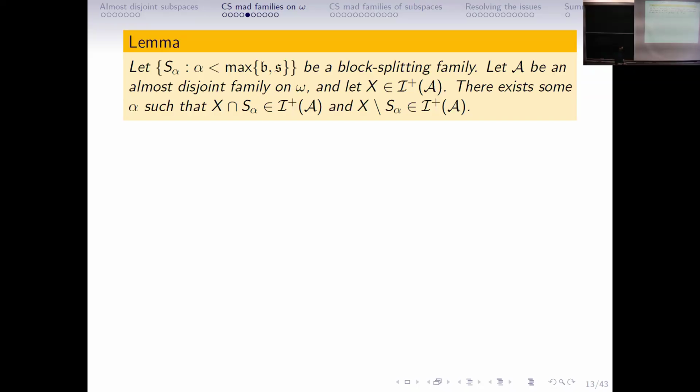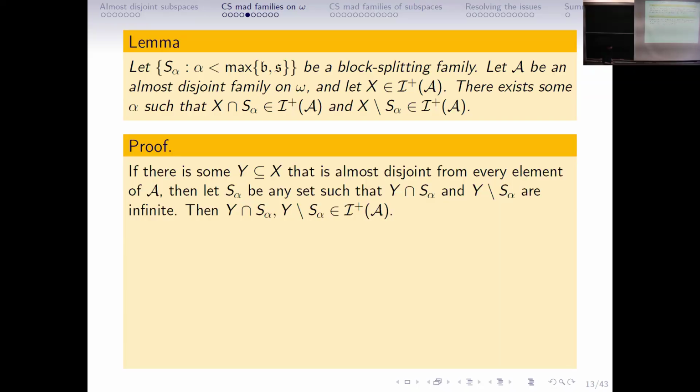Okay? Let's take a quick look at why this is true. Let's consider two cases. Well, if there is some subset of X that is almost disjoint from every element of A, so any subset of omega that is almost disjoint from every element of A is instantly IA positive. Okay? So if we have such a Y, then we just need to find some S alpha that splits Y into two infinite sets. And it turns out that a block splitting family is also a splitting family. So therefore, we can always guarantee that such an S alpha exists.